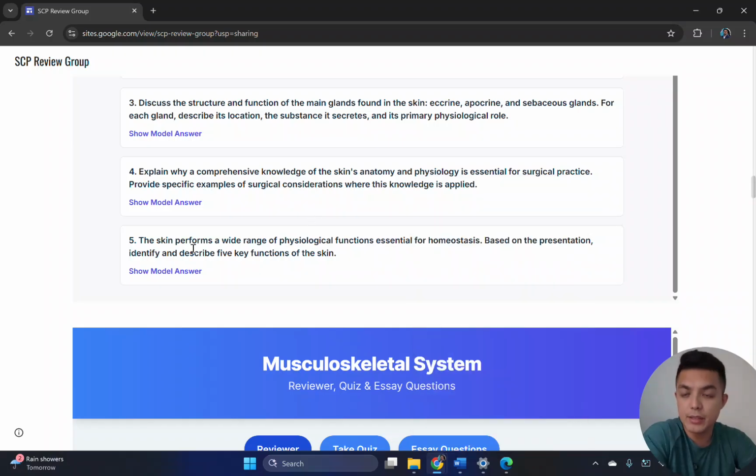And number 5, the skin performs a wide range of physiological functions essential for homeostasis. Based on the presentation, identify and describe 5 key functions of the skin. So there you go. I'll leave those last 3 to you to explore.